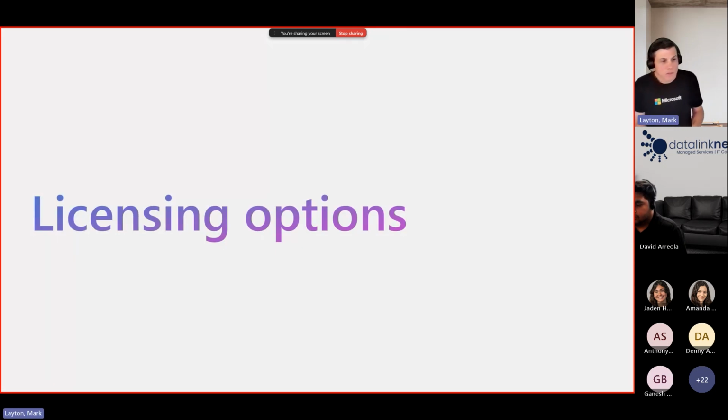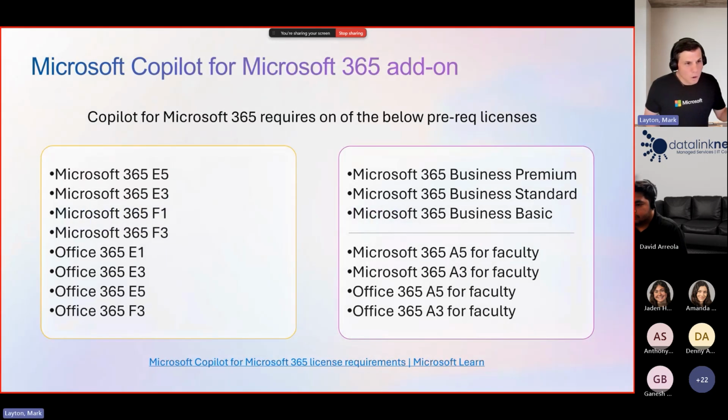Okay, I'm just going to briefly talk about some licensing options, because if you want to have Copilot for 365, you have to have a prerequisite license, and it has to be one of these. The good news is it's pretty much almost any license. Most licenses include the ability for you to take a user who has one of these licenses and stack Copilot for 365 on top of it.